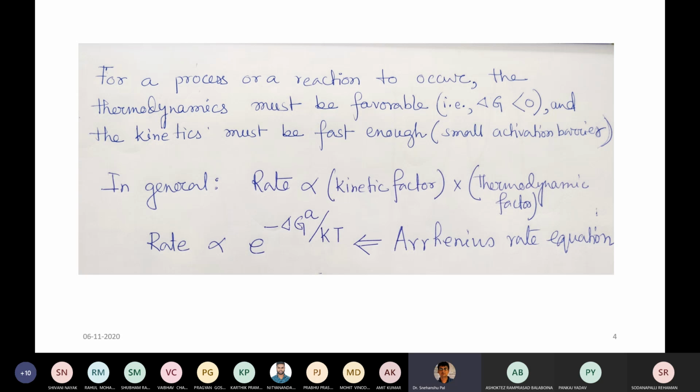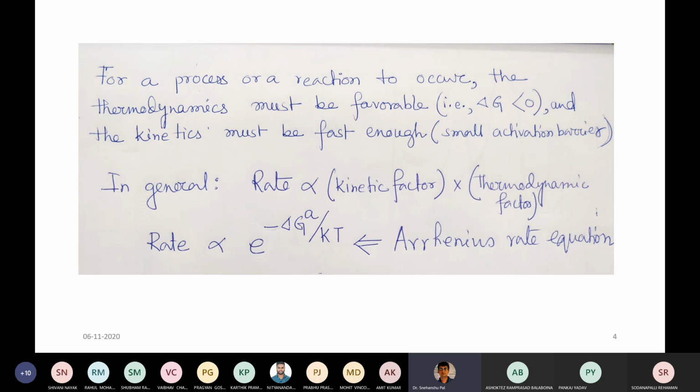Del G is G2 minus G1, where G2 is the product and G1 is the reactant. Or you can say free energy of the product minus free energy of the reactant, and that should be negative. Now you have to find out the kinetic factor. If you want to understand the kinetic factor, you have to understand the activation energy. Understanding the activation energy is very essential. It is basically the maximum in energy separating two equilibrium states.